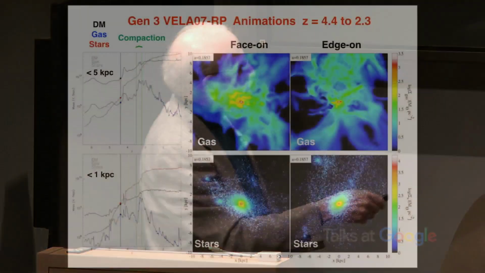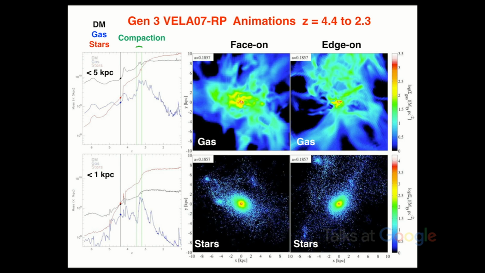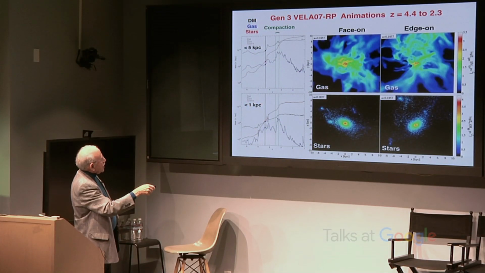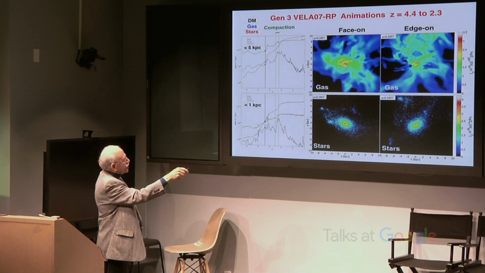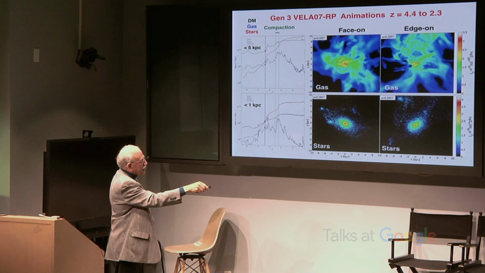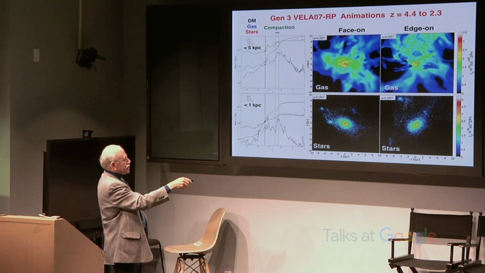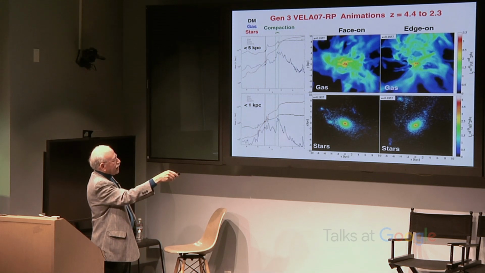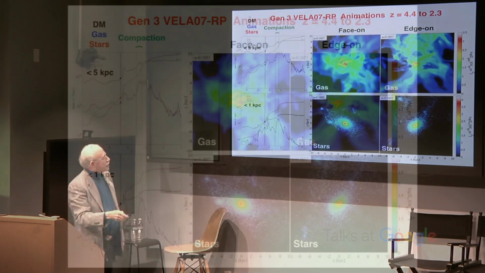So how does this work when we actually look at our individual simulations? So this is going to show you how a simulation evolves, and we're going to track the dark matter, the stars in red, and the gas in blue. And this is in the inner 5 kiloparsecs, so that's about this big. And this is the inner kiloparsec. That's about just that very central region. So this is stars and gas face on, gas and stars edge on. Here goes.